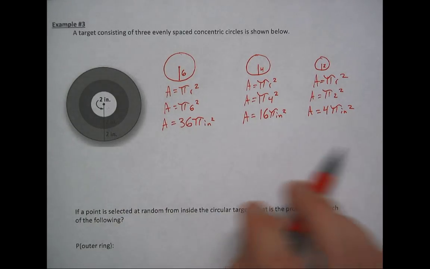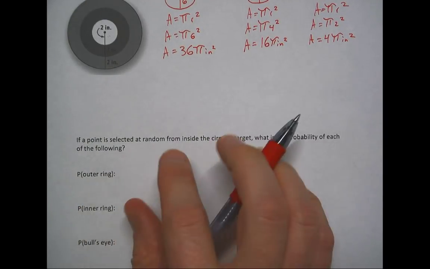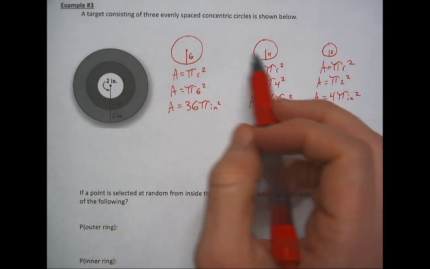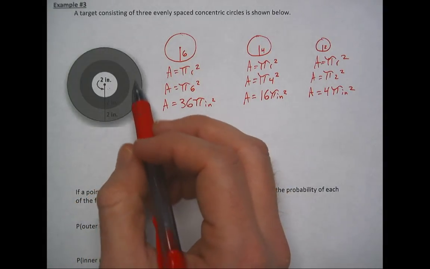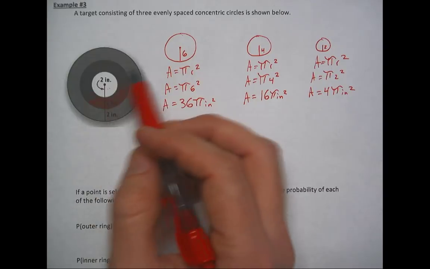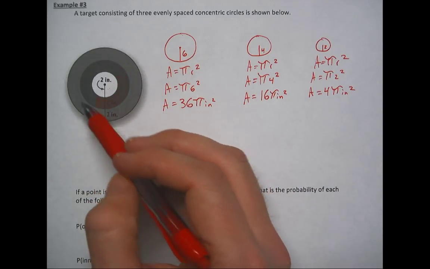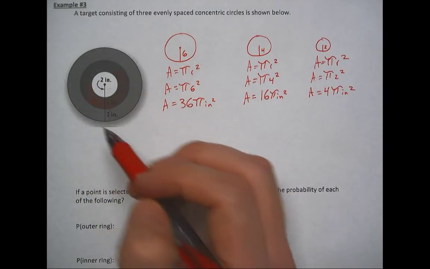Now, if you look at these questions, we need to find the probability that it lands in the outer ring. So we need the area just of this ring. So far, we've only found the area of the circles themselves. So you think about, how do I find the area of just this outer ring? Well, that would be the area of the whole thing, taking away this inside. You take this inside away, you cut it out, and you're left with this outer ring.